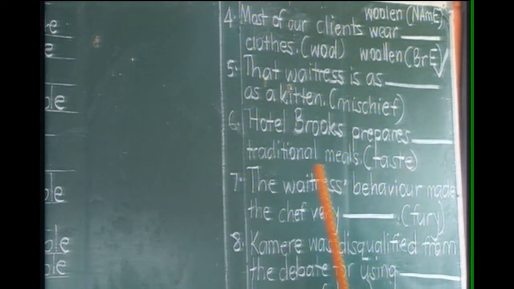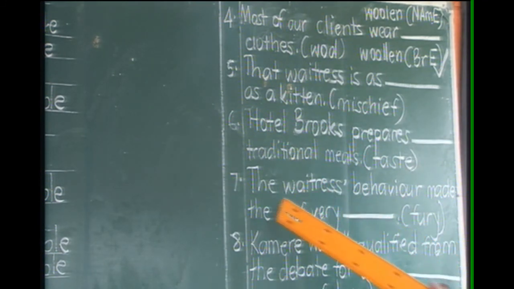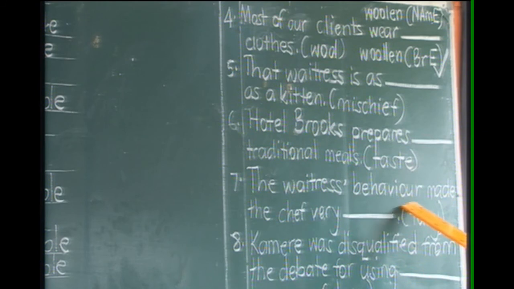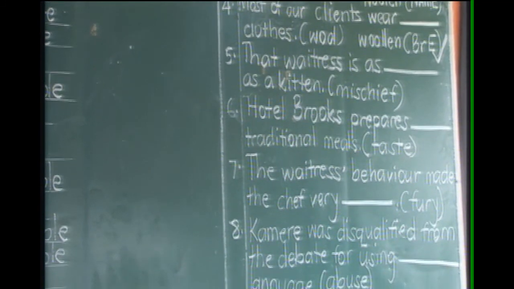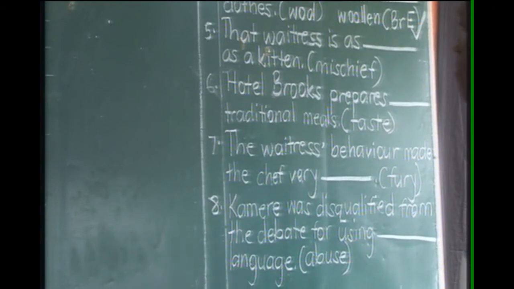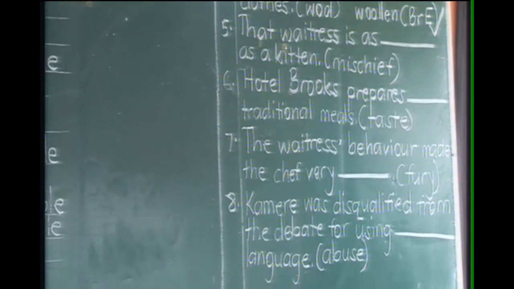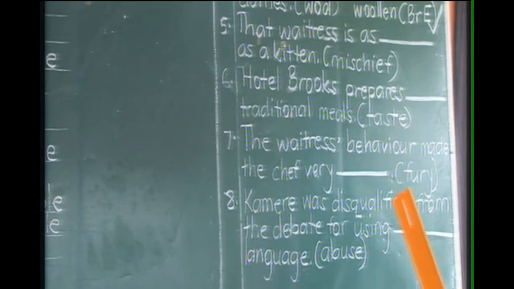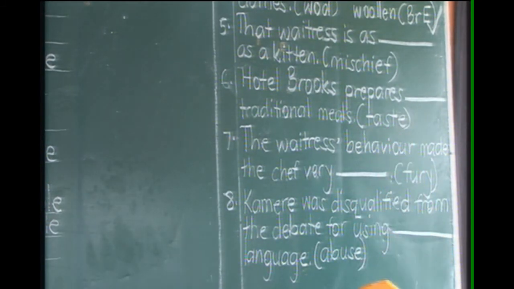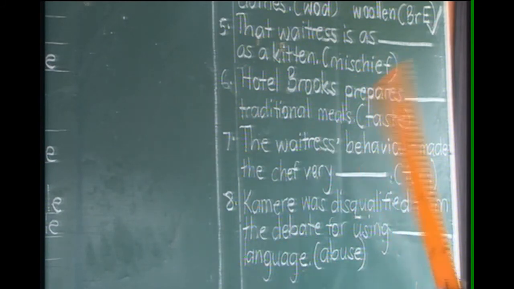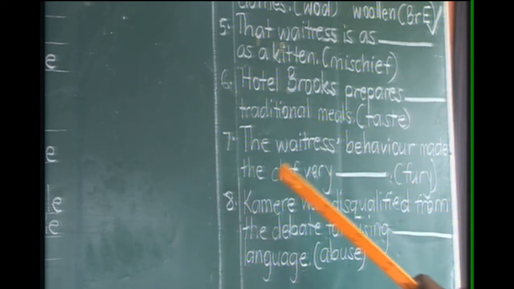Number 7, which is our second last question. The waitress's behavior made the chef very dash. Brackets, we have fury, F-U-R-Y. We have seen it in this very lesson. Try to rewind and see if you have forgotten. If you remember, well and good. Congratulations.